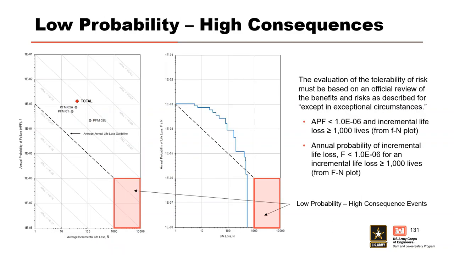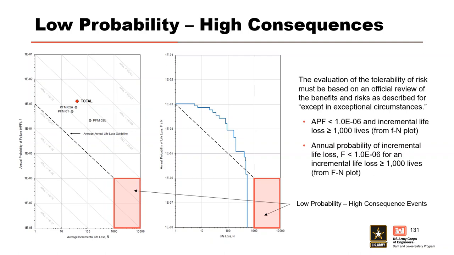Both the little FN plot and the big FN plot have a region in the bottom right-hand corner for low probability and high consequence events. Estimated risks that plot within this region deserve special scrutiny during the decision-making process because of the magnitude of the expected consequences. When estimating probabilities, there is a lower bound beyond which the reliability of the estimates becomes questionable.